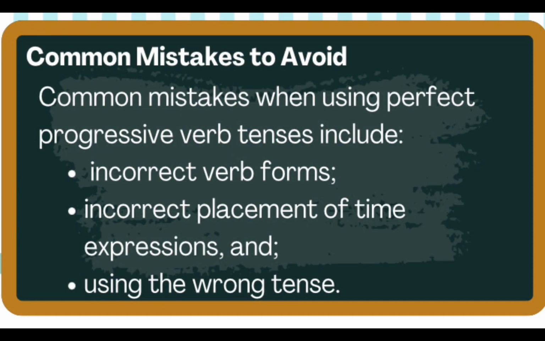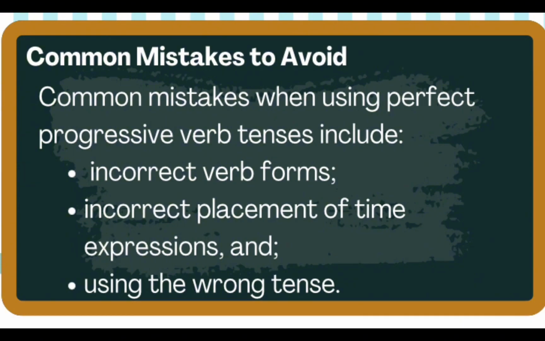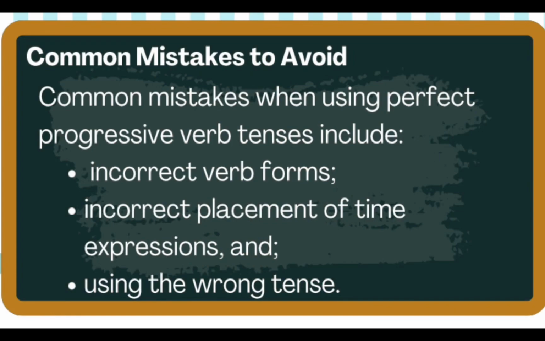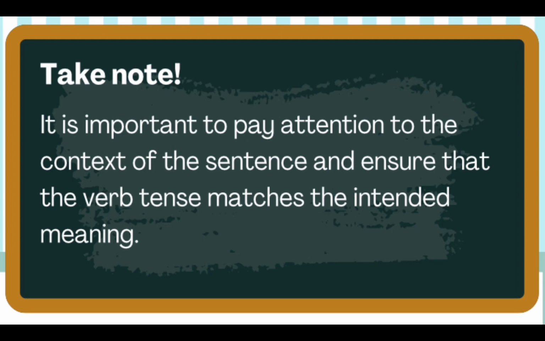Okay? So common mistakes to avoid when using perfect progressive tense include incorrect verb forms. Remember the rules on present: you use studying, the ing form of the main verb, has for singular, and have for plural. Incorrect placement of time expression. You have to have a time expression, a specific period of time. And using the wrong tense, like I discussed earlier. And take note, it is important to pay attention to the context of the sentence and ensure that the verb tense matches the intended meaning.